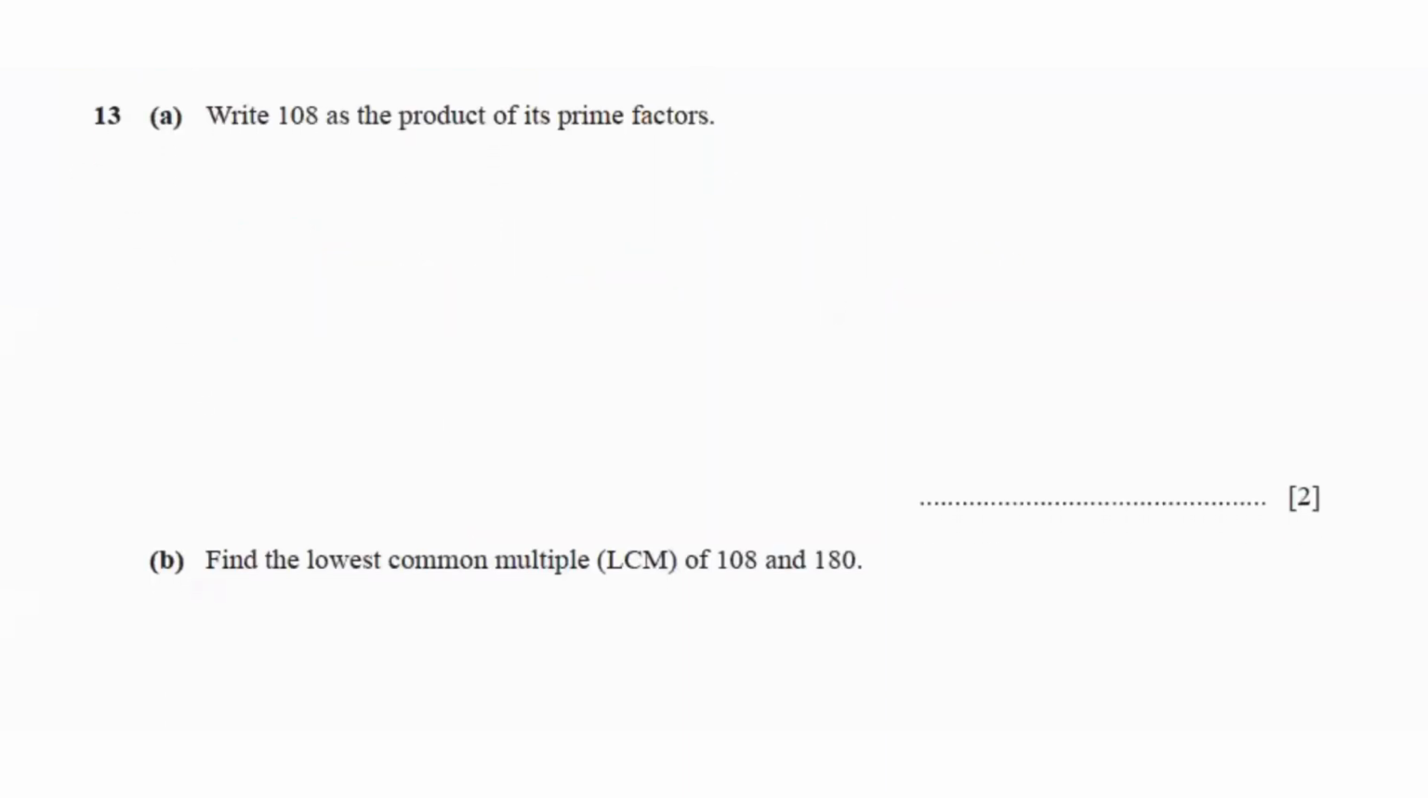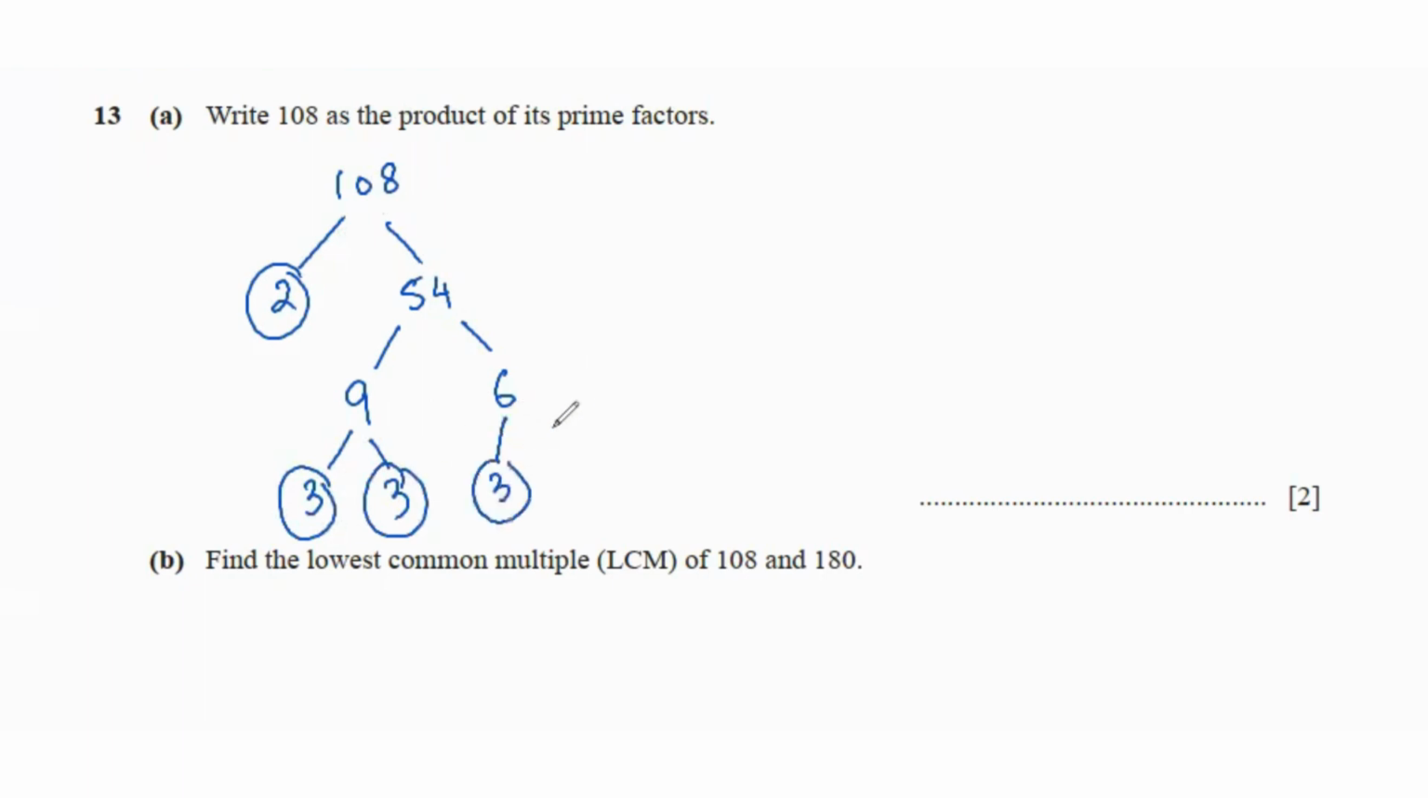Question 13 says, write 108 as a product of its prime factors. So let's prime factorize 108. We know that 108 is divisible by 2. That's going to be 54. 54 is 9 times 6. 9 is 3 times 3. And 6 is 3 times 2. So 108 written as the product of its prime factors is going to be 2 squared because there are two 2's, and 3 cubed because there are three 3's.